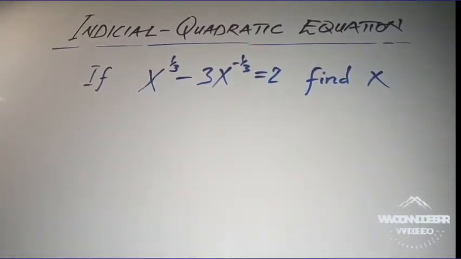The equation x to the power of 1 over 3 minus 3x to the power of negative 1 over 3 equals 2 is an indicial equation. But the method through which the solution is obtained is actually a quadratic. We're going to see how this indicial equation can be transformed into a quadratic equation by setting another variable to represent x raised to the power of positive 1 over 3. And finally, we're going to find x.